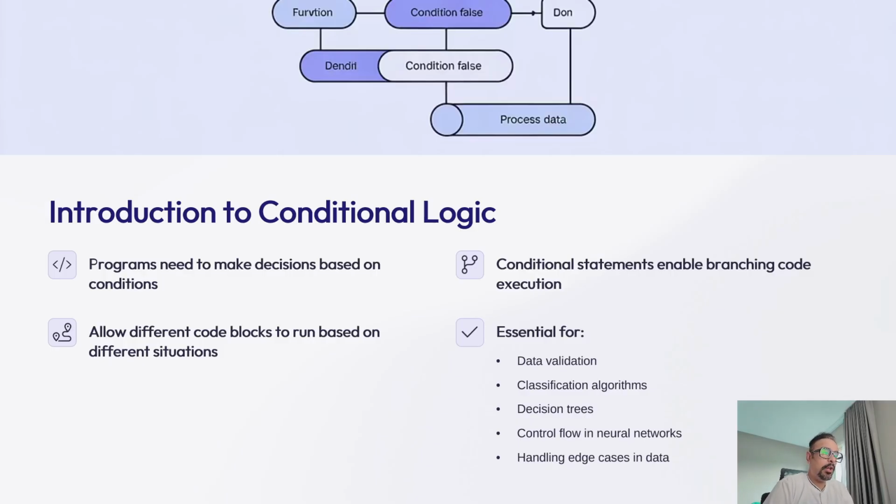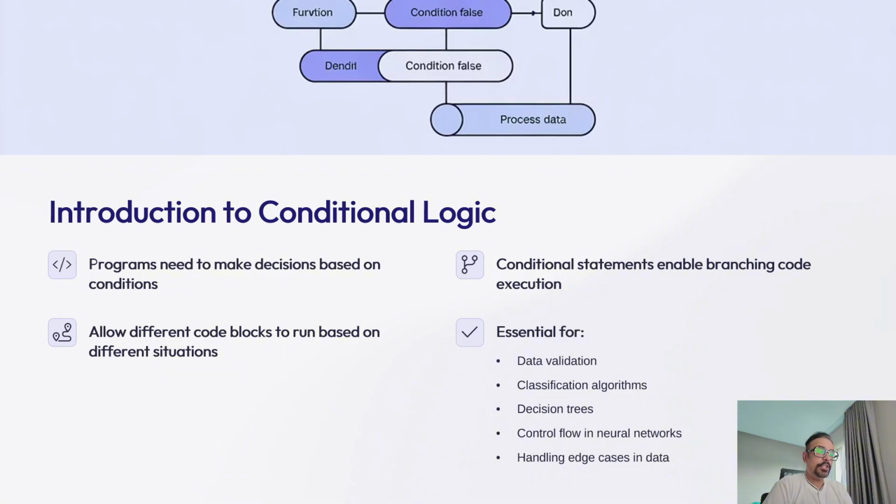Usually, conditional logic is at the heart of programming intelligence. Just as humans make decisions based on conditions. For example, if it's raining, I will take an umbrella with me. A program needs similar decision-making capabilities. So conditional statements allow our code to execute different blocks depending on whether certain conditions are true or false.